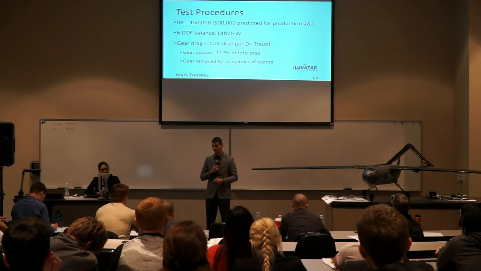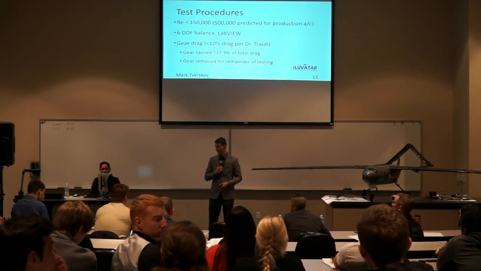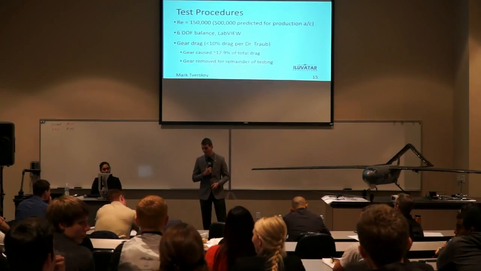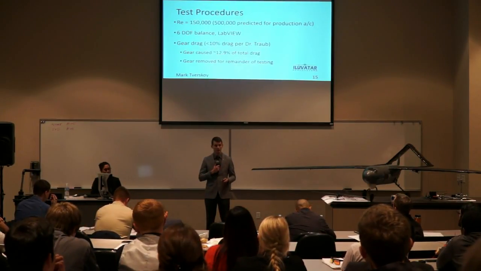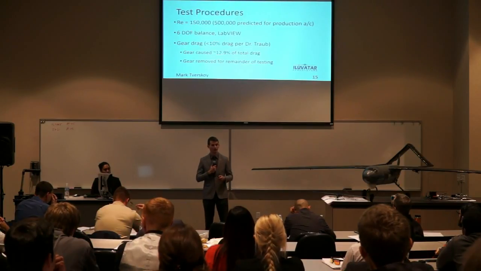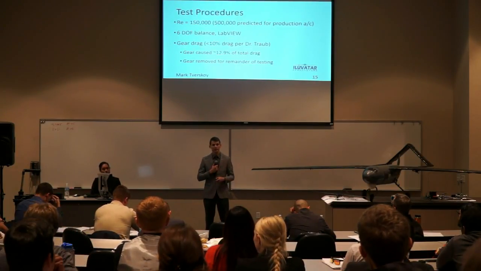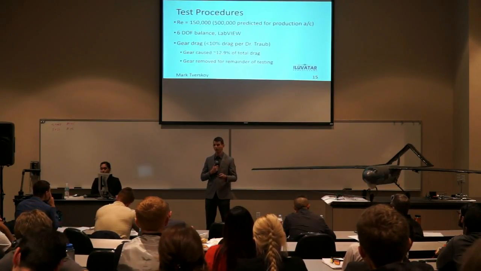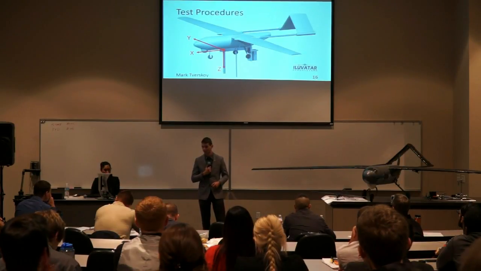The wind tunnel model was tested at a Reynolds number of about 150,000, compared to $500,000 estimated for the production aircraft. We used a 6-degree of freedom balance, as well as a LabVIEW acquisition code in the wind tunnel lab to test for the aerodynamic coefficients. Per Dr. Traub's recommendation, a realistic landing gear would cause 10% or less of the total drag of the aircraft. However, ours caused 12.9% of the total drag, and so it was removed for the remainder of testing.